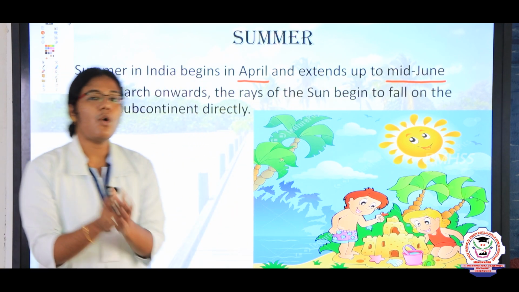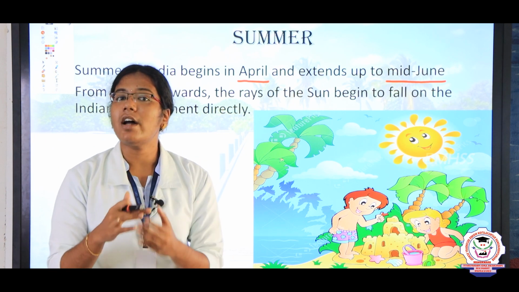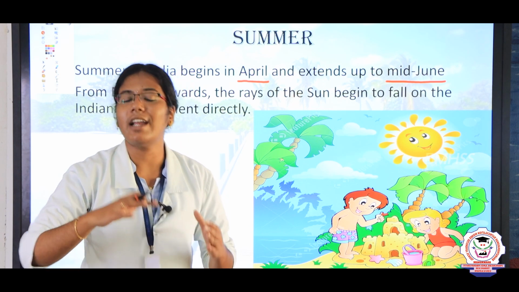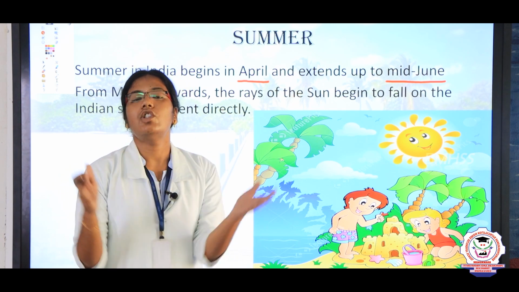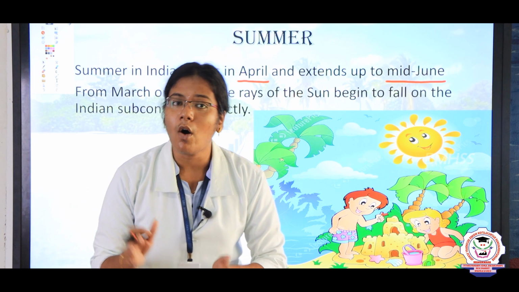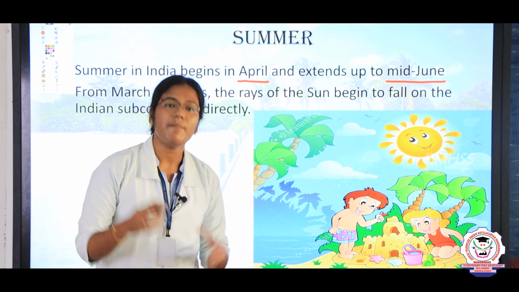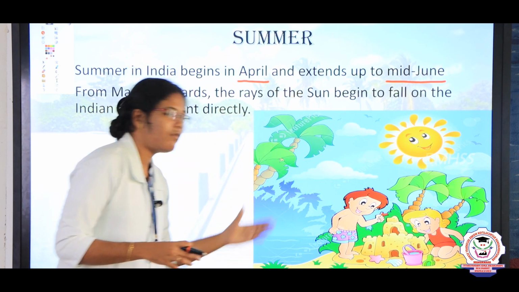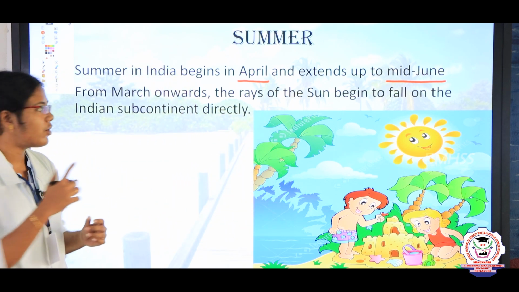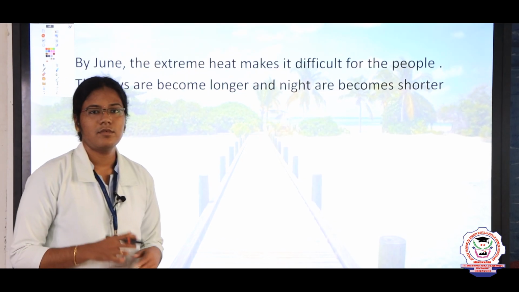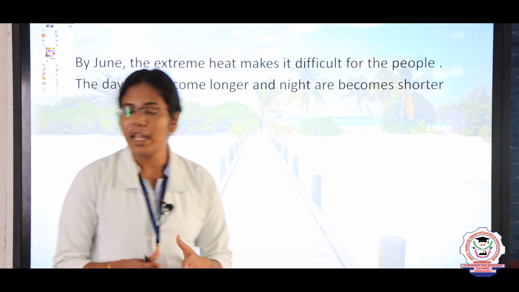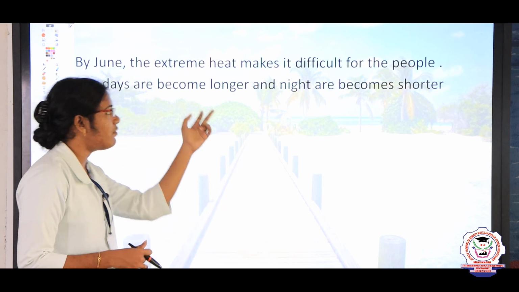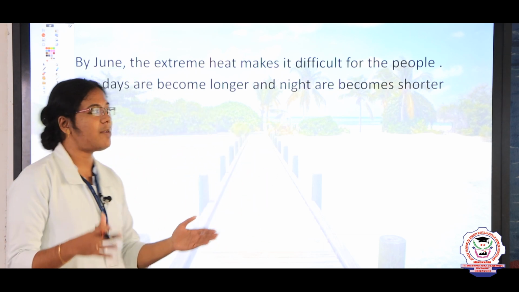In the month of March onwards the sun falls directly on the Indian subcontinent. So we experience a very hot climate. From the month of March onwards we will feel very hot. In the months of April and May we will feel very hot. By June onwards, people feel an extreme amount of heat.